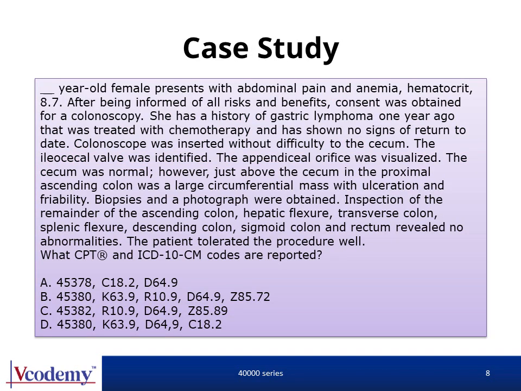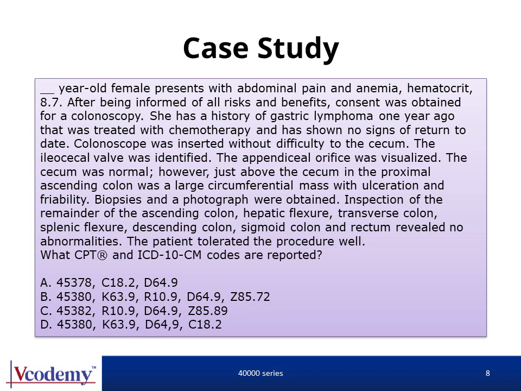So this is again another case study. Year old female presents with abdominal pain and anemia. Hematocrit 8.7. After being informed of all the risks and benefits, a consent was obtained for a colonoscopy. She has a history of gastric lymphoma 1 year ago. That was treated with chemotherapy and has shown no signs of return to date. Colonoscope was inserted without difficulty to the cecum. The ileocecal valve was identified. The appendiceal orifice was visualized.